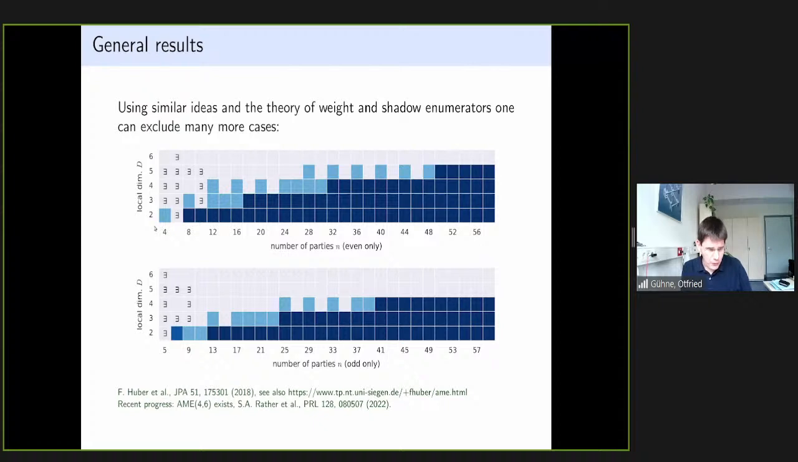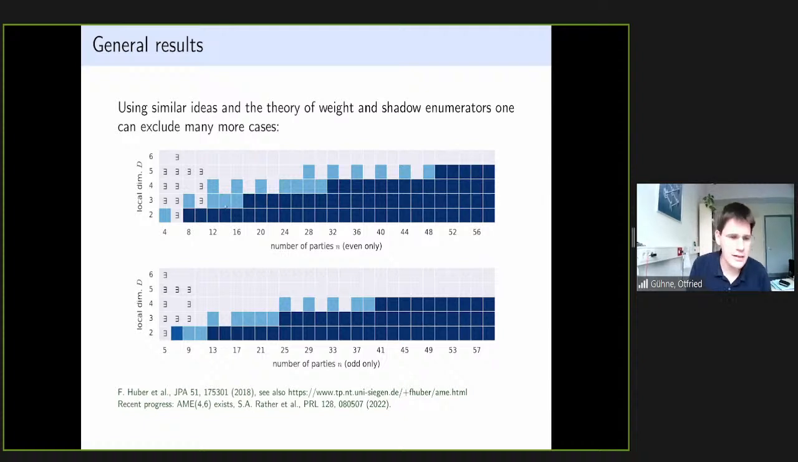So this is the number of particles. And this is just for practical reasons the odd cases, and these are the even cases. And then you have this local dimension here. And then you can ask, for which states do I find a contradiction? And these are all these blue areas here.